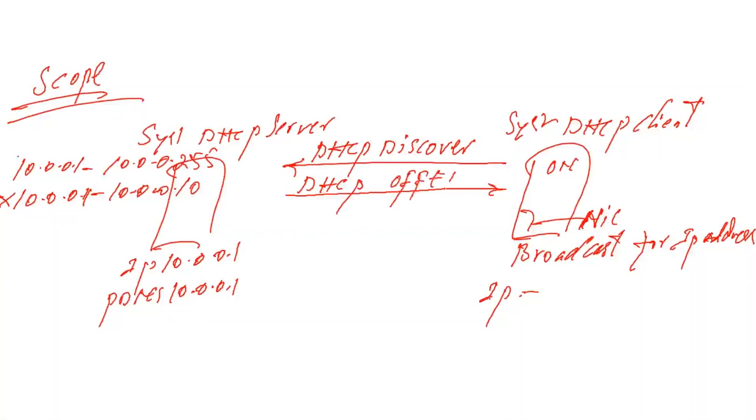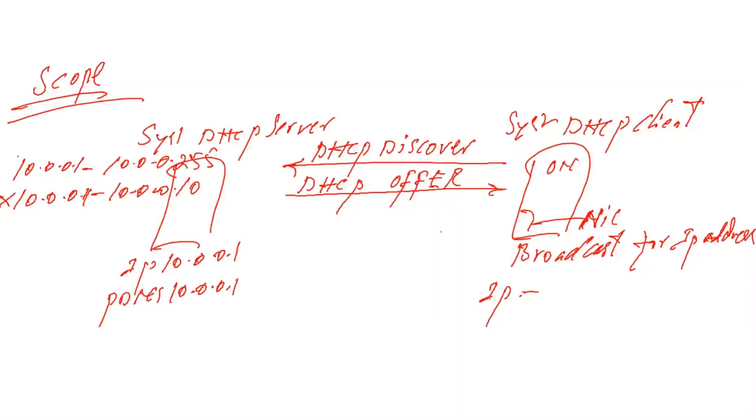DHCP offer. Now try to understand here. The DHCP server is not assigning the IP, just offering the IP. The DHCP server is saying, I have this IP free, sir, 10.0.0.11, whether you require it or not, tell me. If you require it, request back to me. So in the offer packet, the DHCP server is not assigning the IP, it is just offering the IP, showing the IP address.